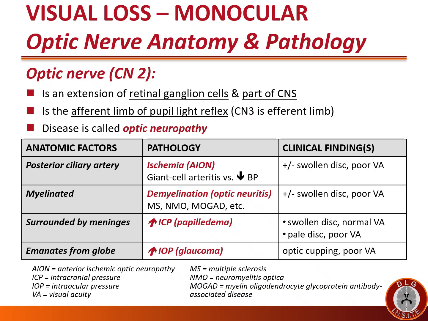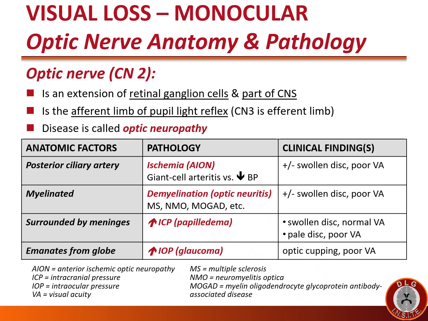The optic nerve is also myelinated, so demyelinating diseases such as multiple sclerosis or neuromyelitis optica or myelin oligodendrocyte glycoprotein antibody associated disease, better known as MOGAD, and there are other conditions too, many other ones, that can cause problems with myelin in the optic nerve and cause vision loss. These folks typically have more loss of color. They often have color desaturation.